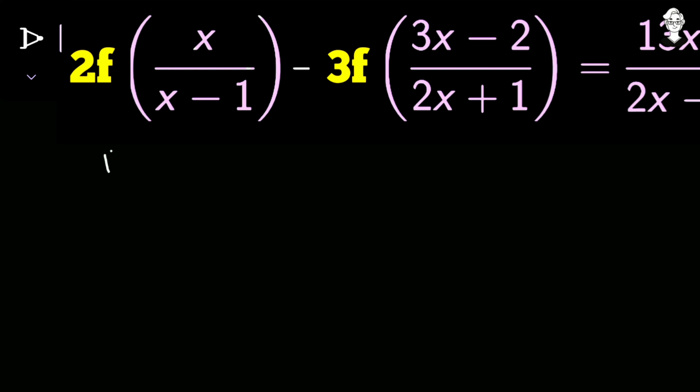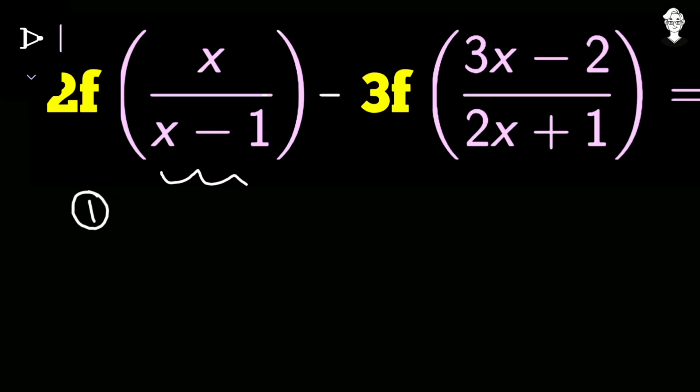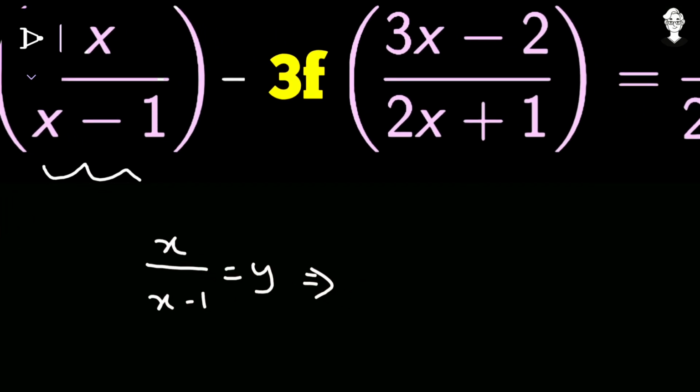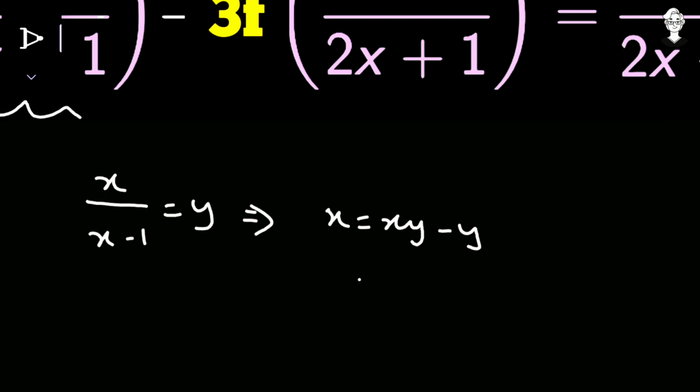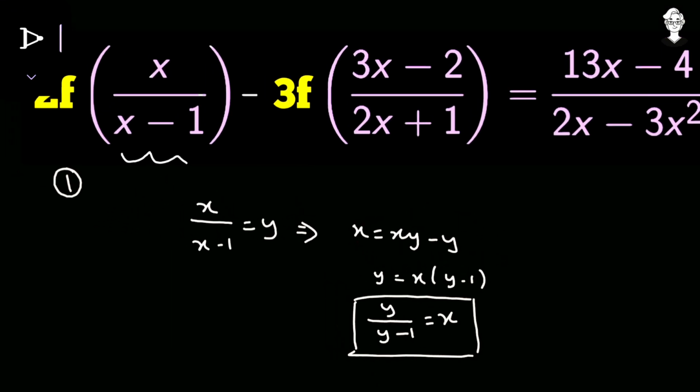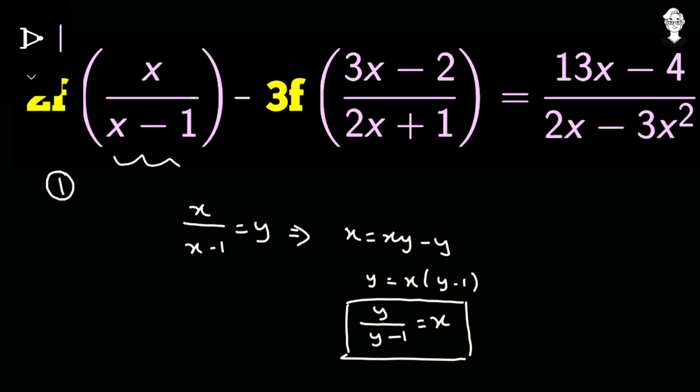So now our first step towards the solution is that we will consider this particular thing as y. So x upon x minus 1 has been considered as y. From here we also have to derive the value of x in terms of y, because here we should have just x, not x upon x minus 1. So just doing the cross multiplication, x is equal to xy minus y, shifting and adjusting the terms. So y is equal to x taken common, y minus 1. So from here we have that y upon y minus 1 is the value of x. So over here, 2 times f of x upon x minus 1, we'll simply put this as y, and in the rest of the things we have to replace this x with this particular value.